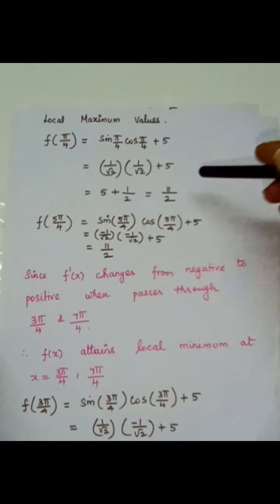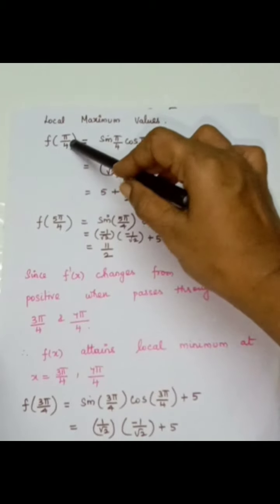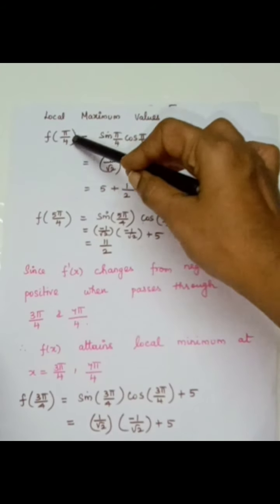So the maximum value is what? It is 11 by 2, which is obtained at pi by 4 and 5 pi by 4.